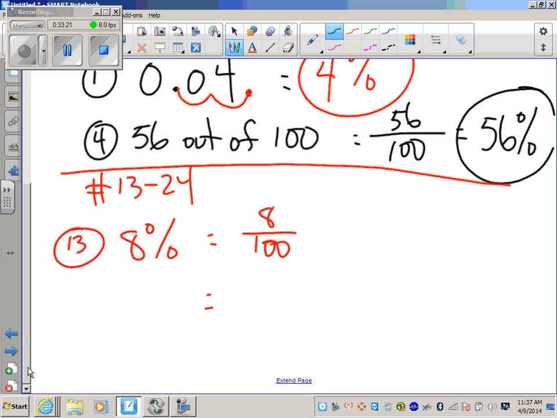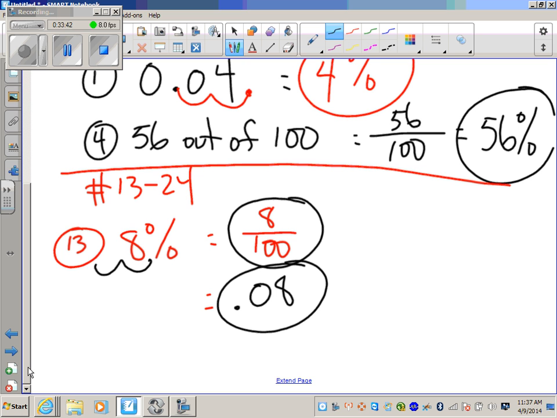Now, the other part is I need to put this 8% also as a decimal. Where is my decimal in 8? It's right there. How do I get percent to decimal? 2 places to the left. So 0.08. So for 13, you need at least 8 over 100 and 0.08. You need both parts. If you decide you're going to simplify, then simplify and put it on the line with the 0.08.